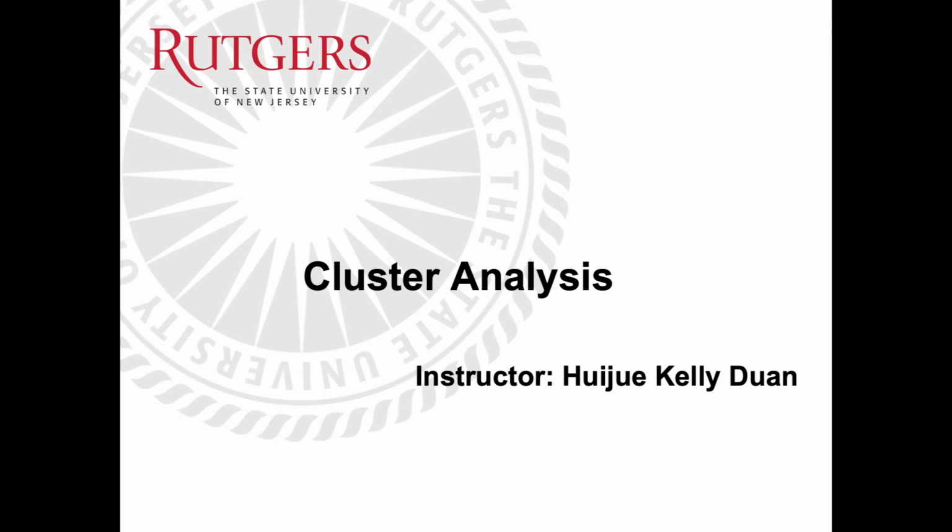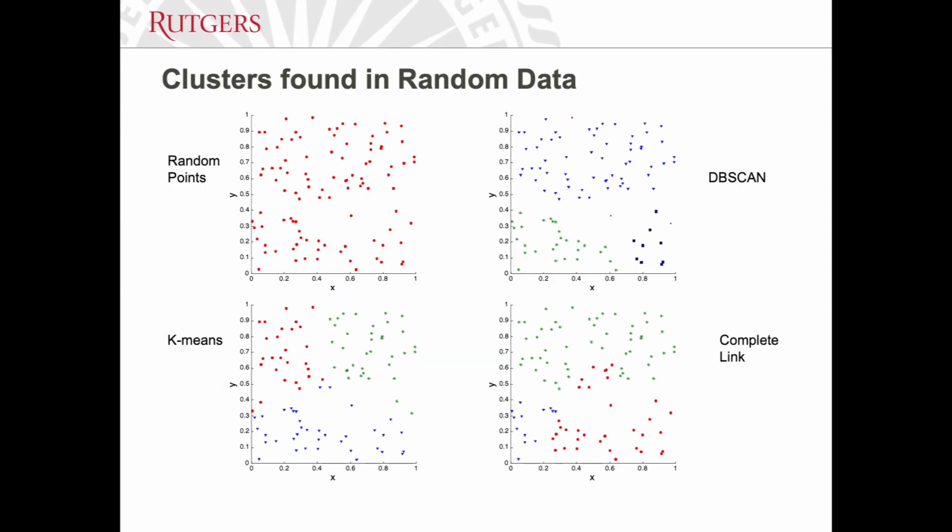Welcome back. Let's continue our discussion about cluster analysis. We have discussed some basic concepts and algorithms of clustering and understand how they work. Now, let's talk about how to evaluate the performance of the clustering models. How do we know the clusters presented here are valid based on different algorithms, including k-means, DBSCAN, and complete link, which is a type of hierarchical clustering? Also, which algorithm provides more accurate clusters?